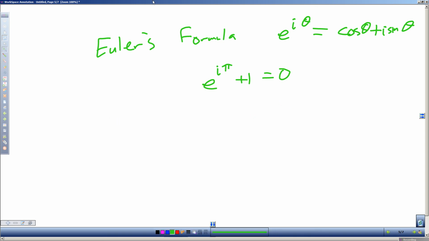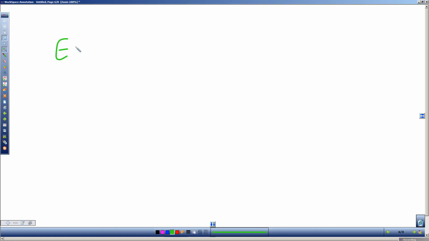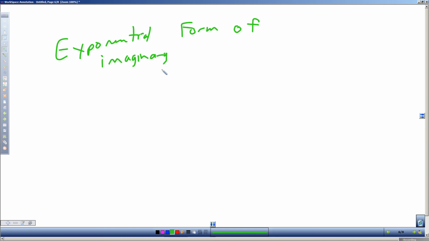So the last thing, exponential form of imaginary numbers. We did the trig form of imaginary numbers, now we're talking about the exponential form. a plus bi is equal to r e to the i theta, where r is equal to the square root of, what do you think? a squared plus b squared. Looks familiar, right?